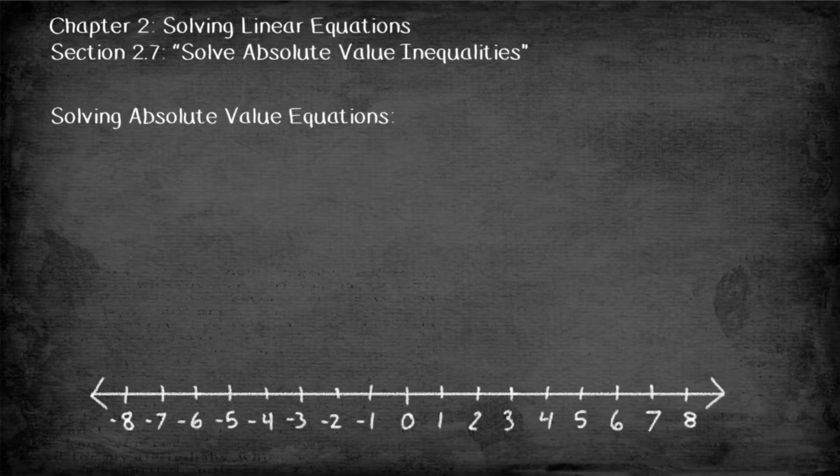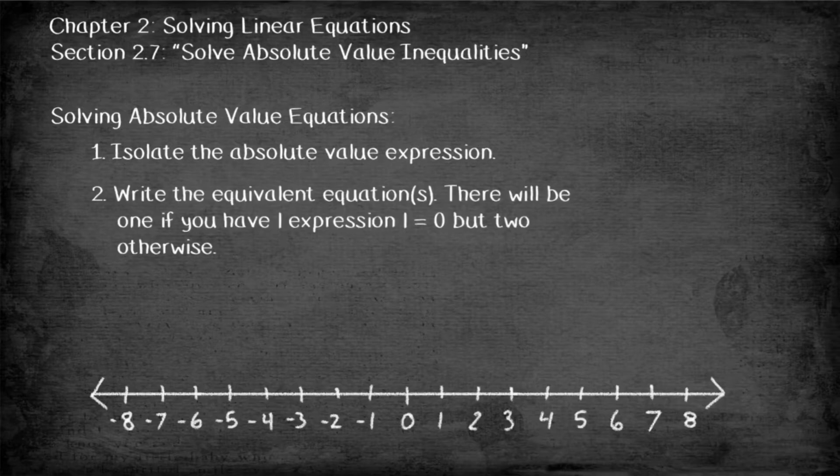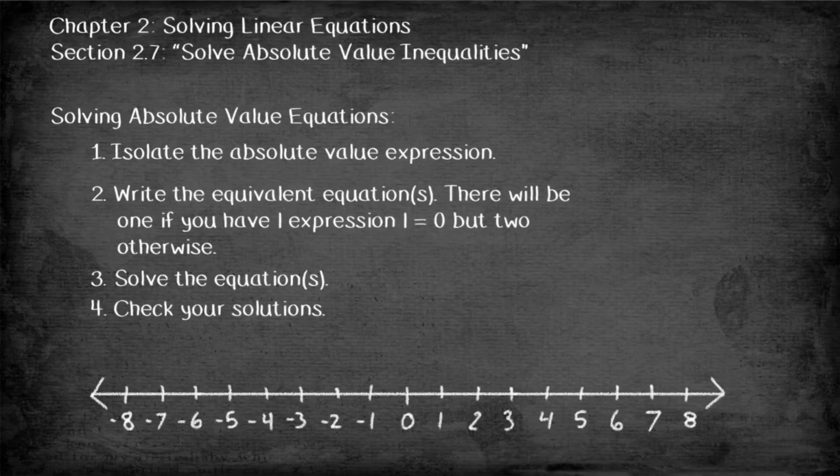All right, in general, to solve absolute value equations, first of all, you want to get the absolute value expression by itself. Then you want to write down the equivalent equations. If it happens to be that you have the absolute value of something equals 0, then you only have one equation. But otherwise, there's going to be two. Solve the equations, and then check your solutions. So again, basically working the same way as what we did in section 2.1, which is solving linear equations in one unknown.